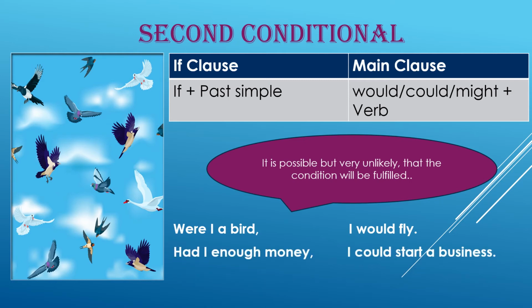For another example, had I enough money, I could start a business. If I were a king, I would help the poor. This sentence could also be like this. Were I a king, I would help the poor. So these are all examples of second conditional sentences.